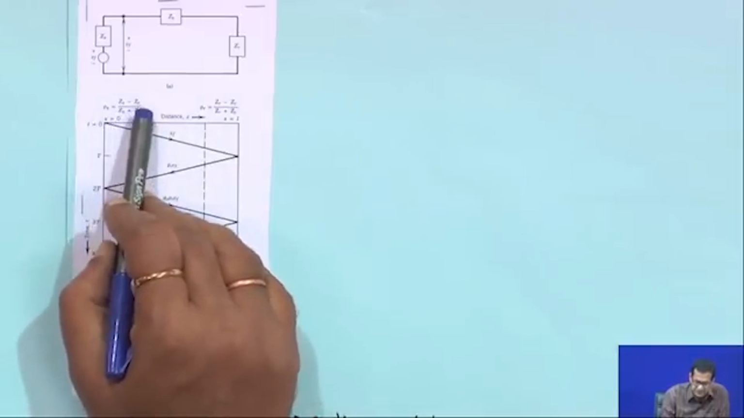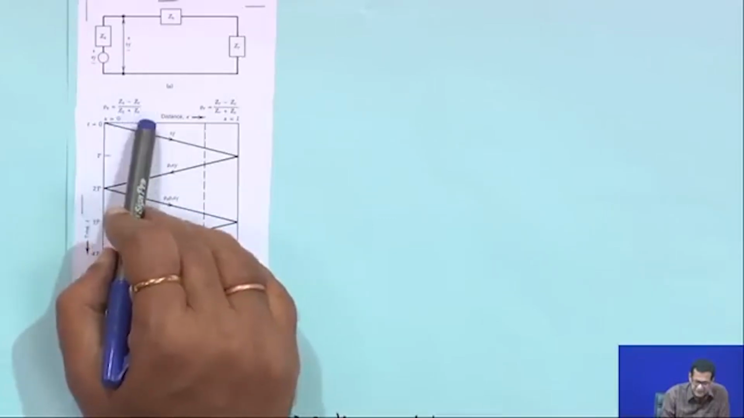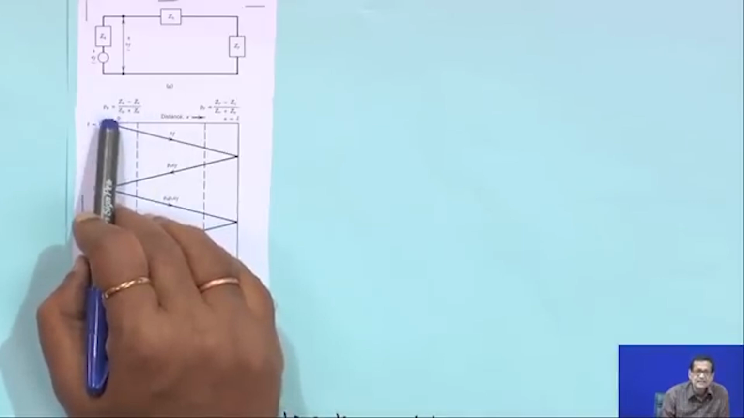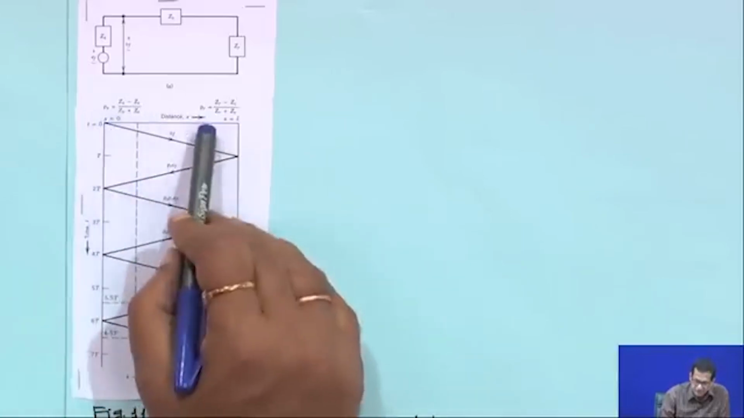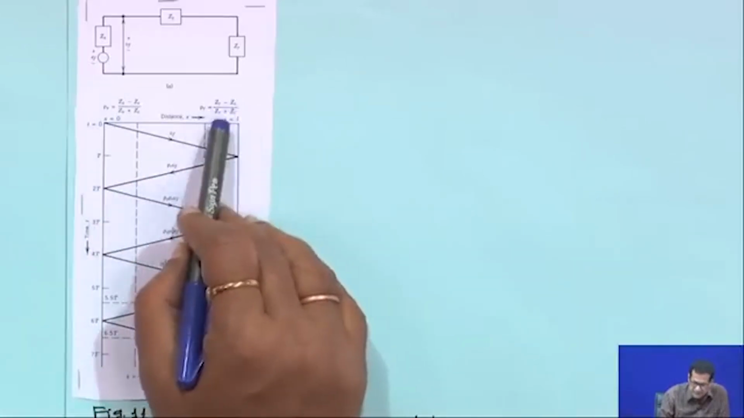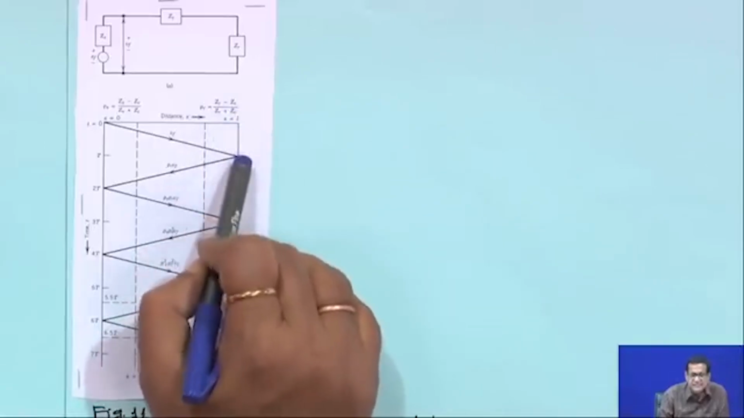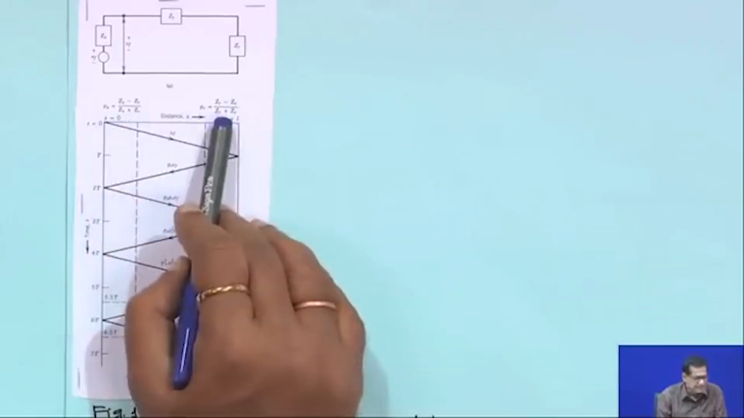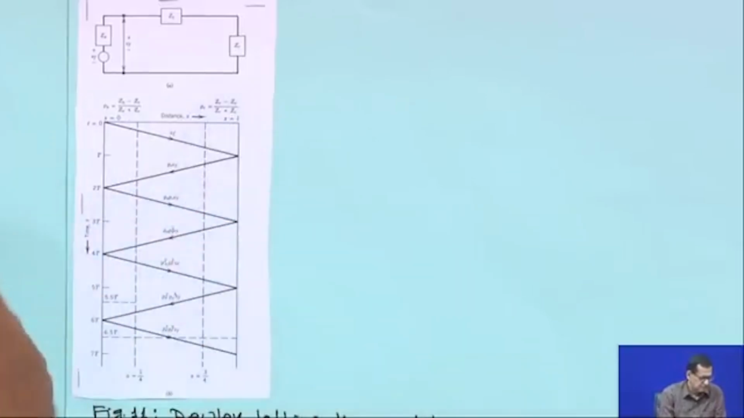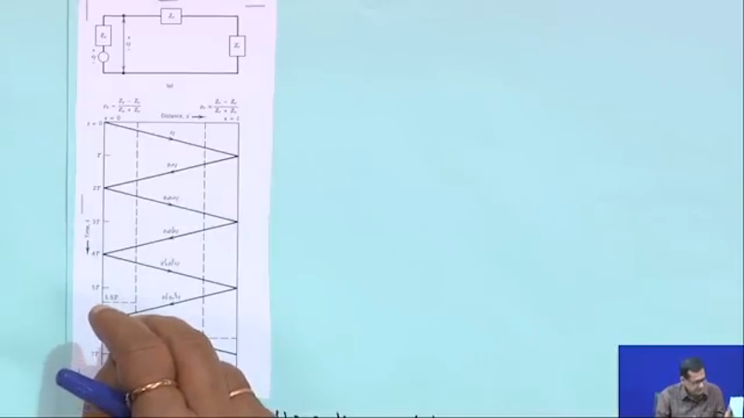Rho s is equal to (z s minus z c) upon (z s plus z c); this is at the sending end. Rho r is equal to (z r minus z c) upon (z r plus z c); this is at the receiving end. These two coefficients are given. We have worked out all the reflection and refraction behavior.